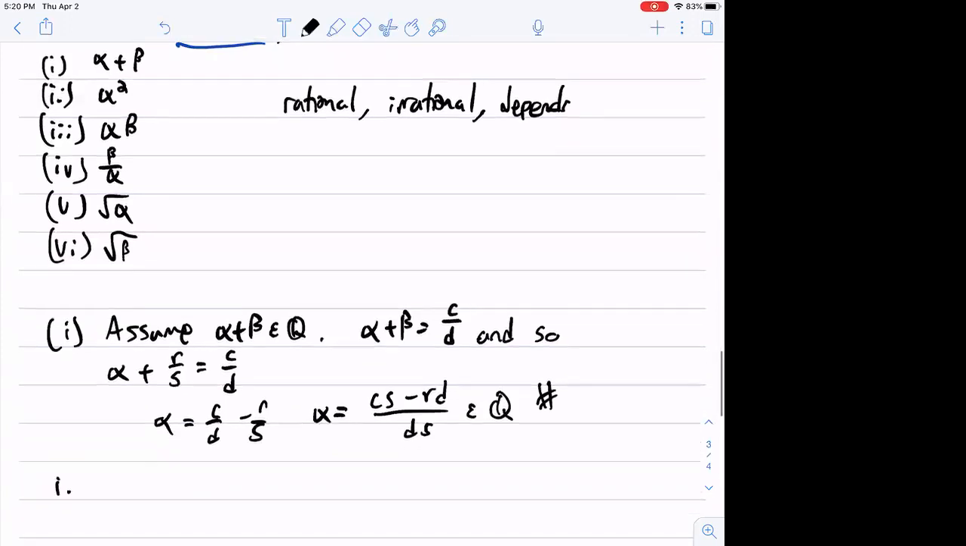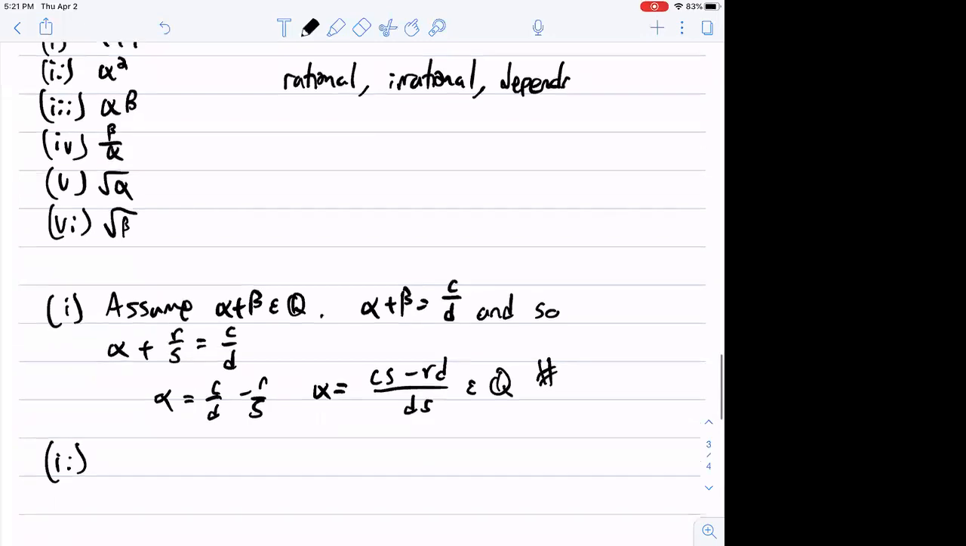Okay, what about alpha squared? Any ideas? Depends, yeah. In fact, we went over the two examples where it depends. So the first one was root 2, right? If alpha is root 2, squared is 2. That's an integer, which is certainly in Q, because you could write 2 as 2 over 1.